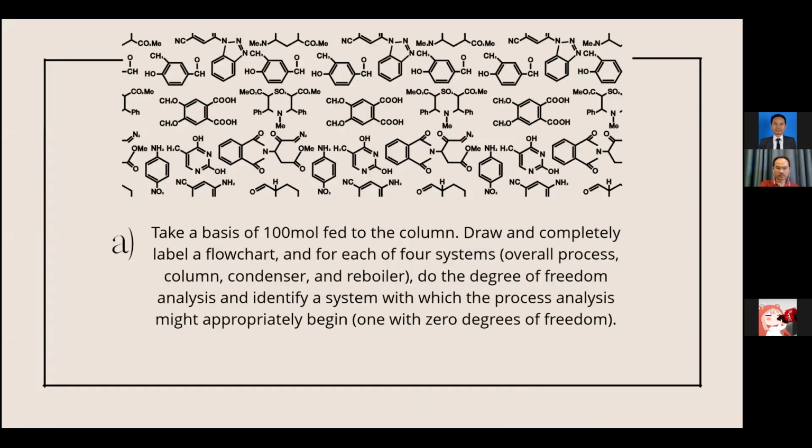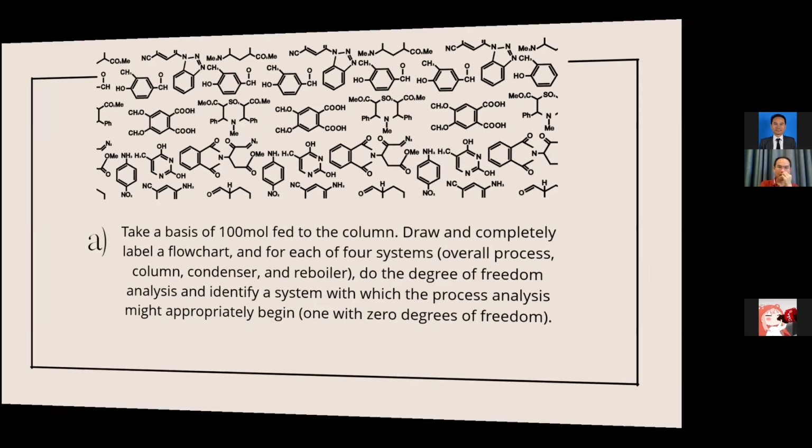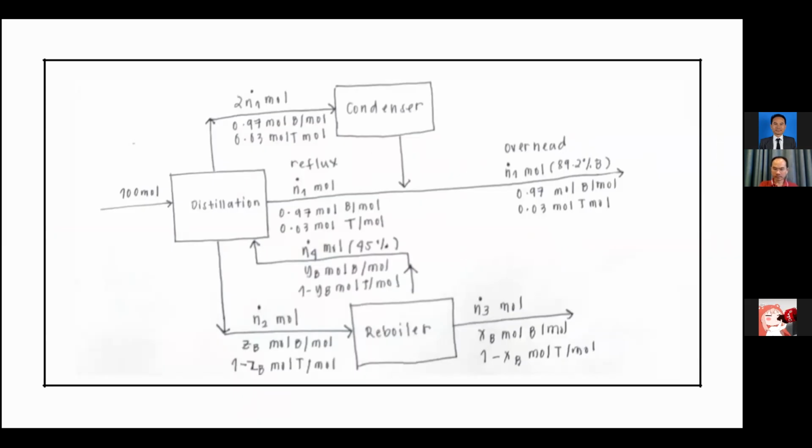So the first question is, take a basis of 100 moles fed to the column. Draw a completely labeled flow chart, and for each of four systems, which are the overall process, the column, the condenser, and the reboiler, do the degree of freedom analysis and identify a system with which the process analysis might appropriately begin, so one with 0 degrees of freedom. So here is my flow chart. I hope you can see it clearly.